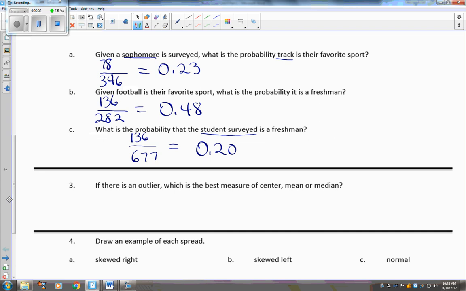If there's an outlier, which is the best measure of center, the mean or the median? Well, if you have an outlier, the mean is going to be thrown off a lot. So that would not be your answer. Your answer is the median. Outliers affect the mean the most.